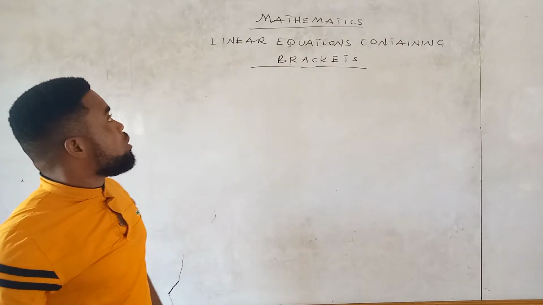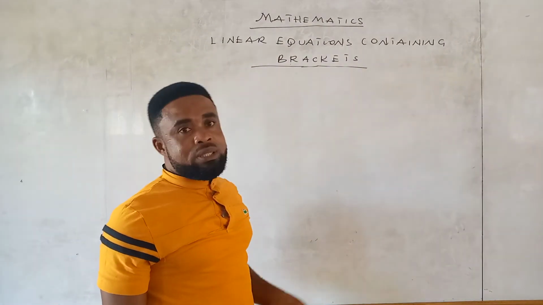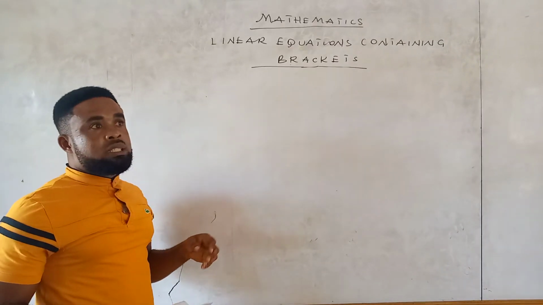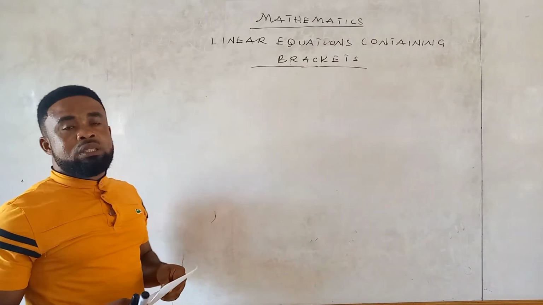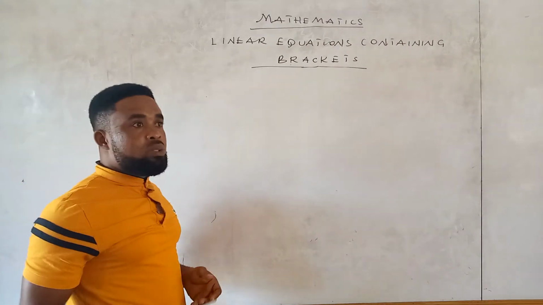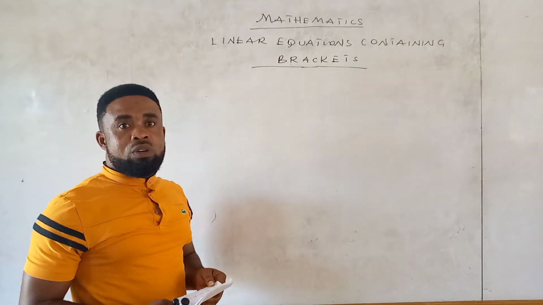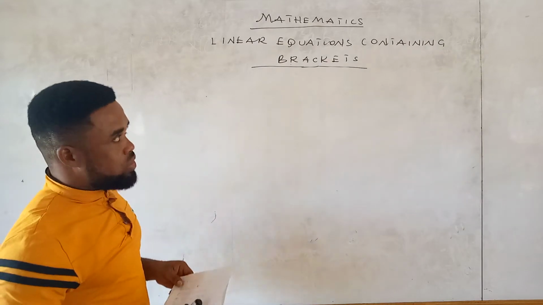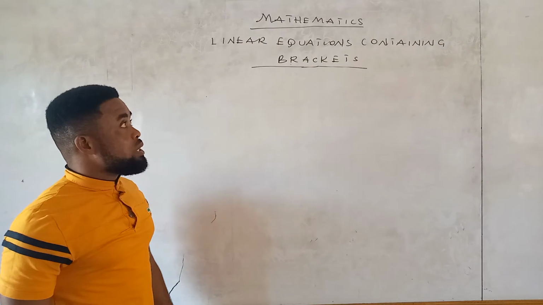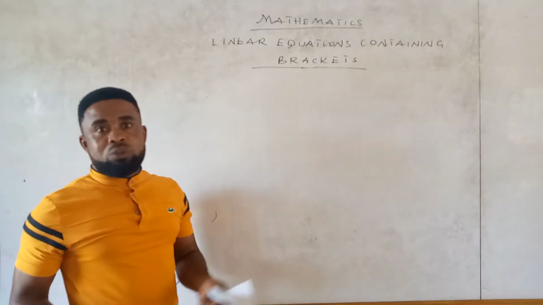Today we want to look at linear equations containing brackets. We have done linear equations with letters on one side of the equal sign, letters on both sides of the equal sign, and linear equations containing fractions. Today we shall look at linear equations containing what? Brackets. It is very simple.